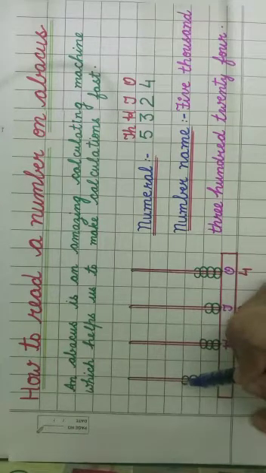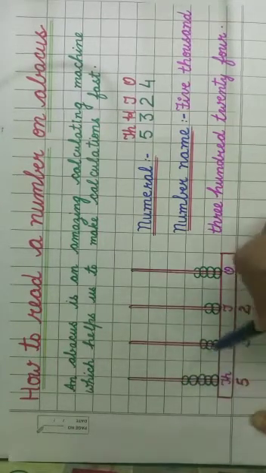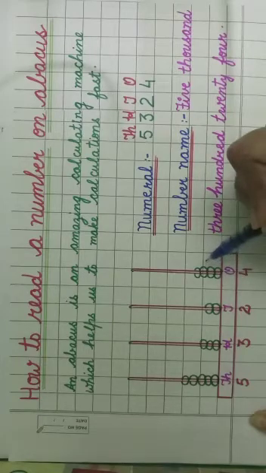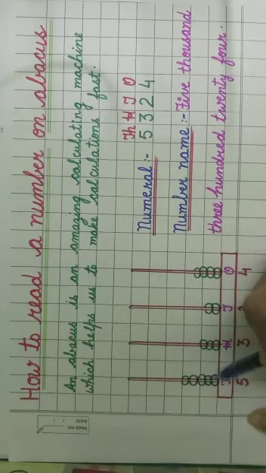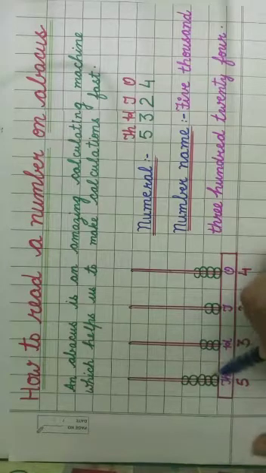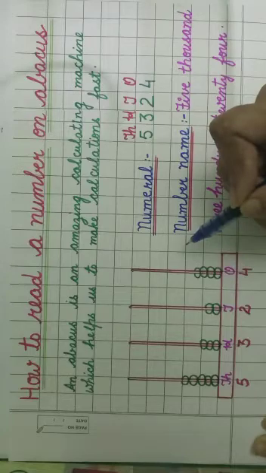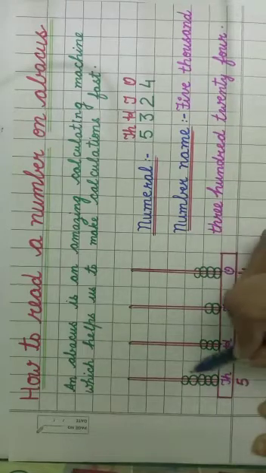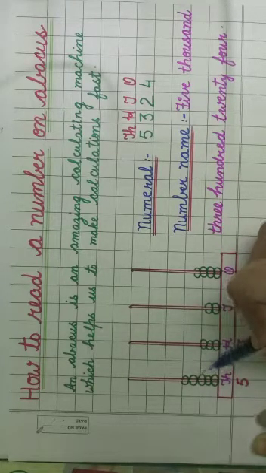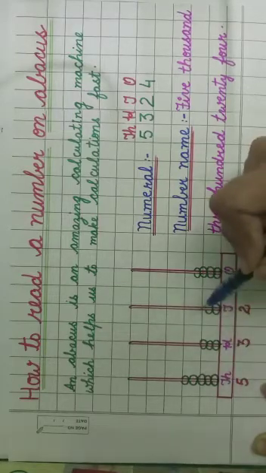Now there are different number of beads in different spikes. These different number of beads in different spikes show the value of beads at different places. Clear beta? Number of beads in different spikes show the value of digits at different places.